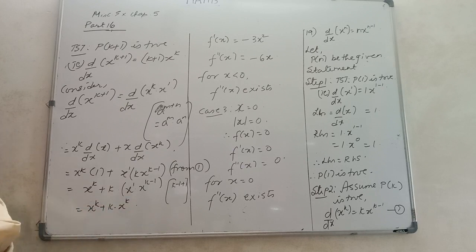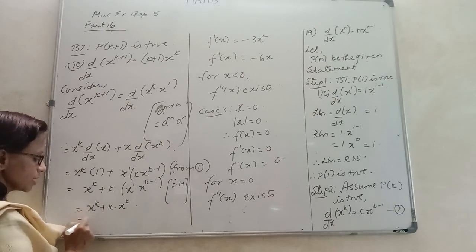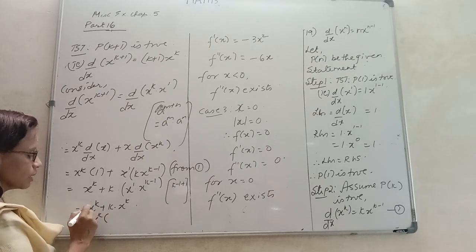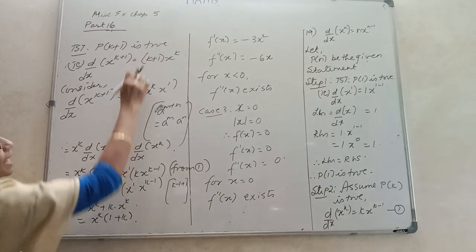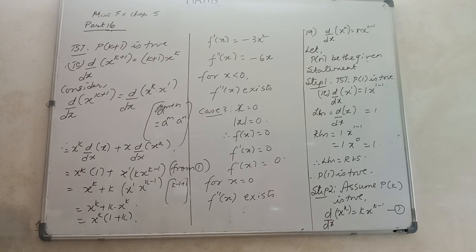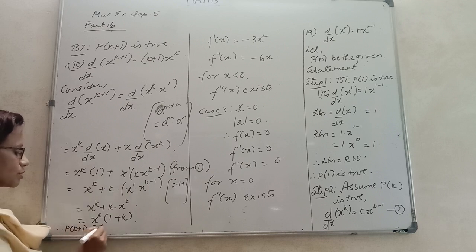Why? Because we've used the law of exponents. Now x raised to k is common in both the cases, so you can take it out. We are left with 1 here and k here. That is exactly what we require: k plus 1 times x raised to k. So, therefore, P of k plus 1 is true.